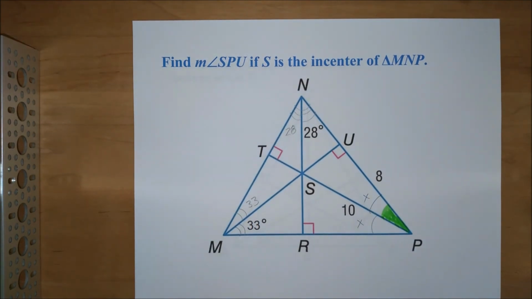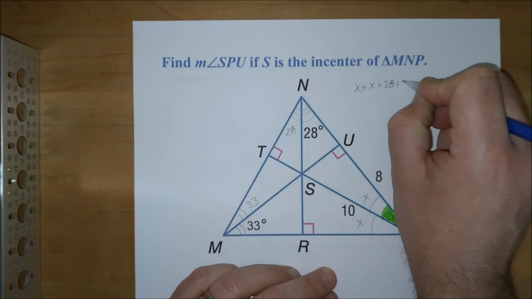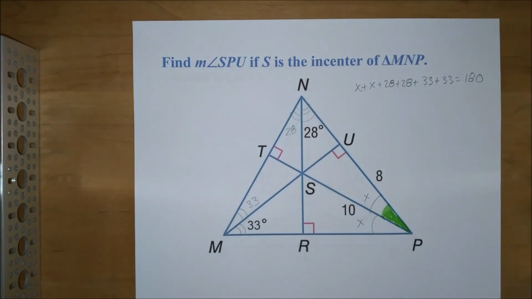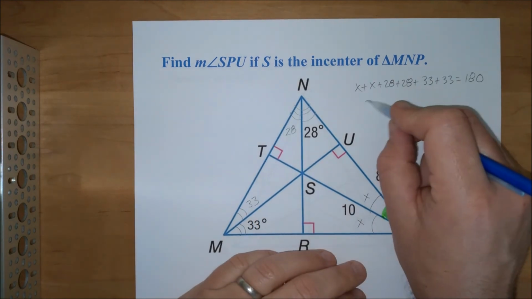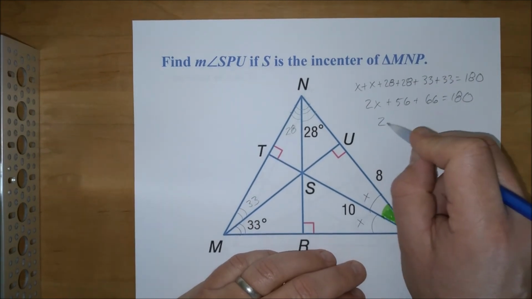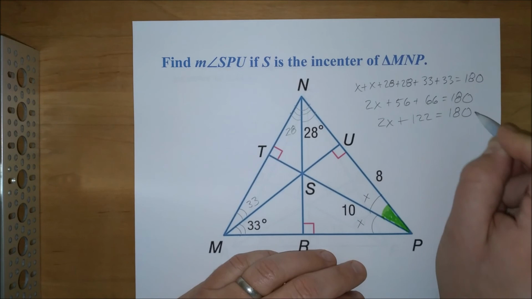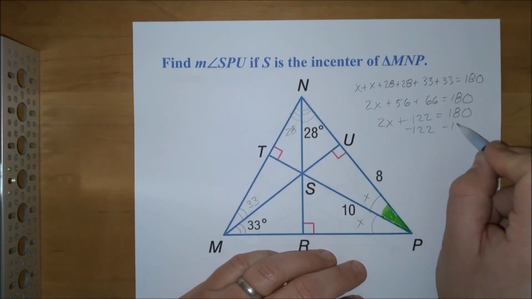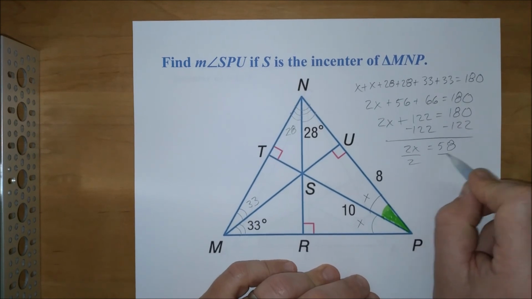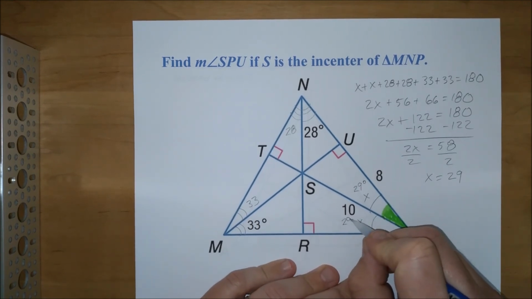Okay. Hopefully you see an equation here, triangle sum theorem: X plus 28 plus 28 plus 33 plus 33 should equal 180. If you add all of these angles up, you should get 180 degrees. So we get 2x plus 56 plus 66 equals 180. Okay, and when we combine like terms again here, we get 2x plus 122 equals 180. Okay, and we will subtract 122 from both sides. We get 2x equals 58. I'm going to divide both sides by 2, and I get x equals 29. So this is 29 degrees, and this is 29 degrees. Good.